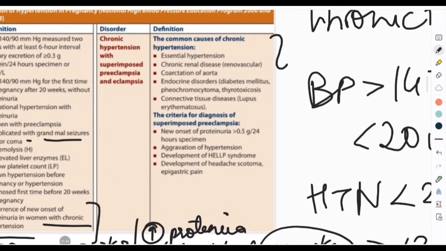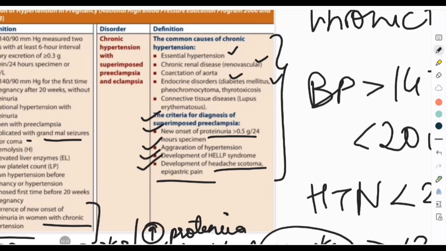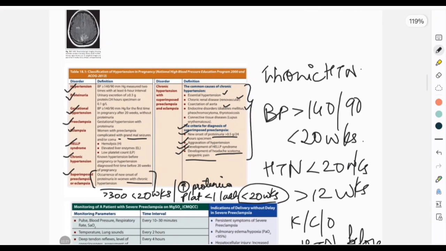Okay, so these are the common causes of chronic hypertension. There is essential hypertension, renal disease, coarctation of aorta, endocrine disorders like diabetes. Then the criteria for diagnosis of superimposed preeclampsia: new onset proteinuria more than 0.5 gram per 24 hours, aggravation of hypertension, development of HELLP syndrome, development of headache, scotoma, and epigastric pain. You will memorize everything using this table. So this is a very concise and a very good table for your exams.